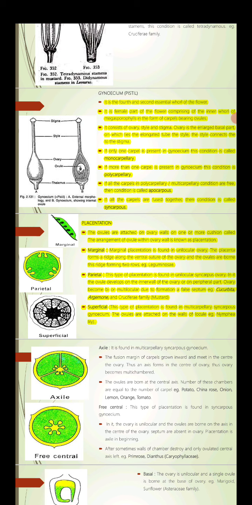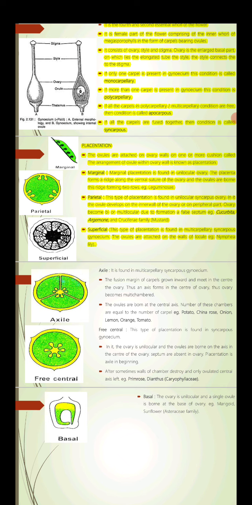Next one is the parietal. Just look at the structure. This type of placentation is found in the unilocular syncarpous ovary. In it, the ovule develops on the inner wall of the ovary or on the peripheral part. Next one is the superficial. This type of placentation is found in the multicarpellary syncarpous gynoecium. That's called the superficial.